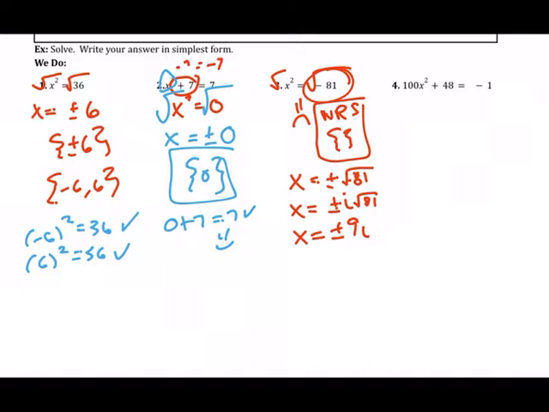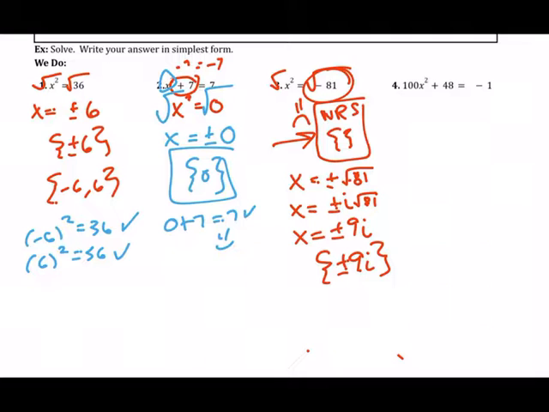So just looking ahead in future classes, you're going to say that the solution to this quadratic is plus or minus 9i. In this class, you are more than welcome to stop here and just say there is no real solution since the inside of the square root is negative. Why don't you go ahead and pause the video and try and work through number 4 on your own. Remember, isolate the squared term, square root both sides, don't forget the plus or minus, and then solve for the variable.